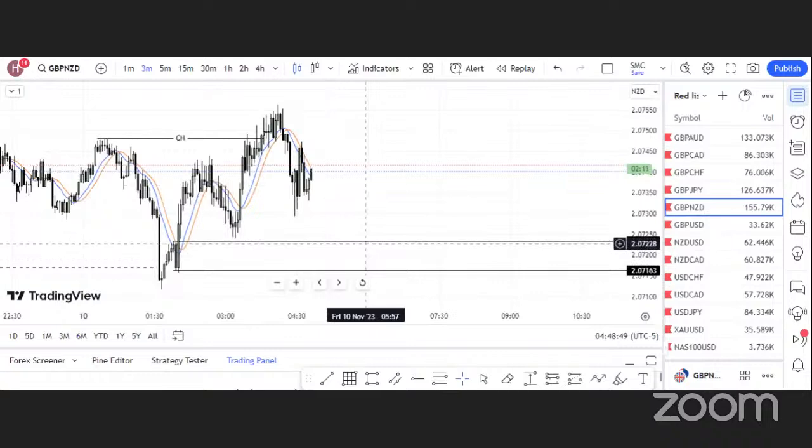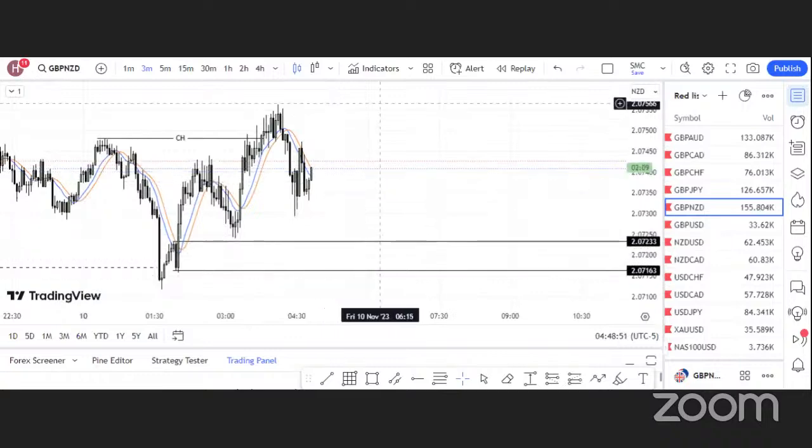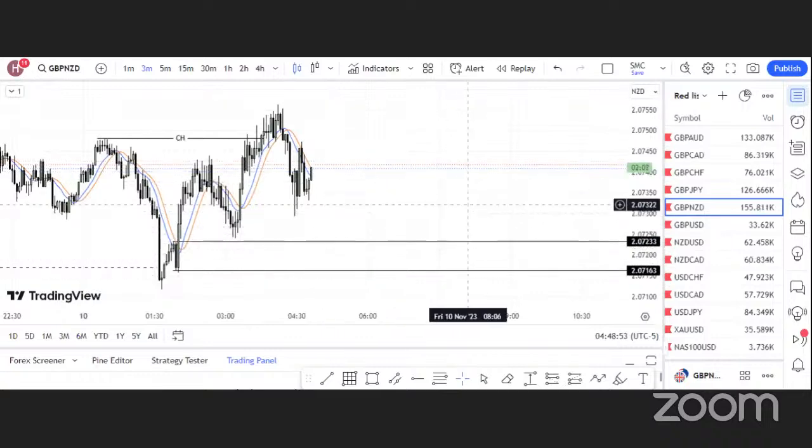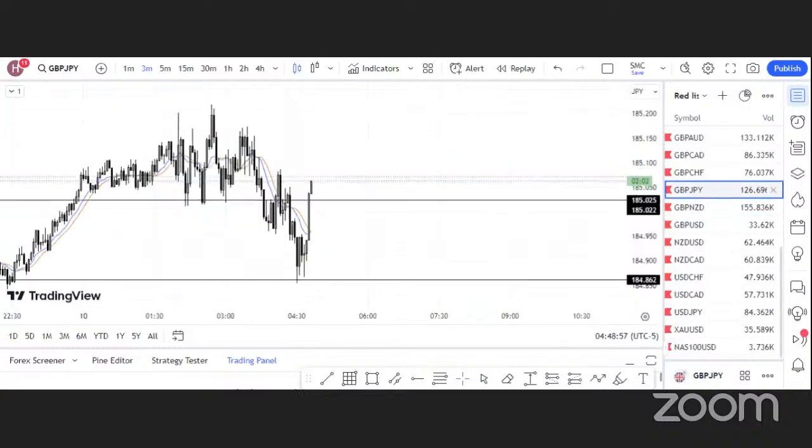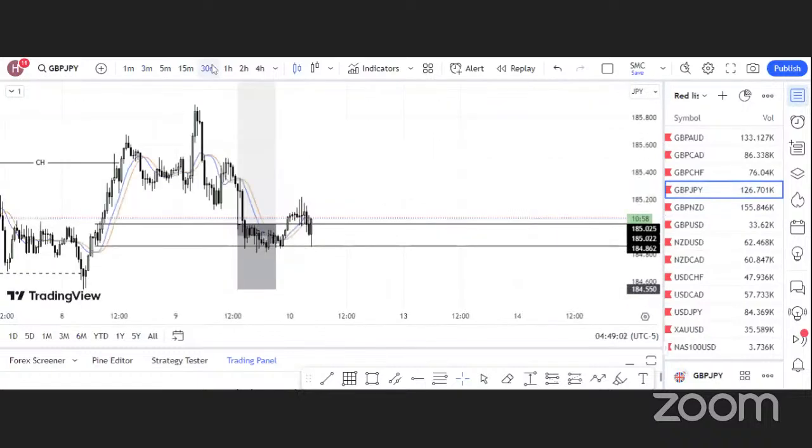So I think this is going to come to this area before it continues to go up. All right. So let's go check on another pair. Wow.